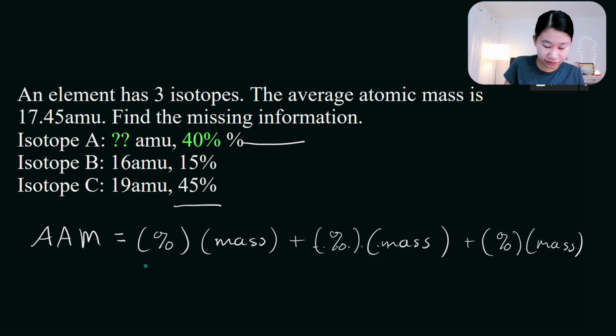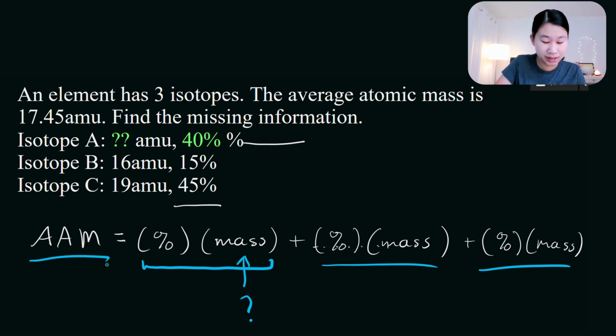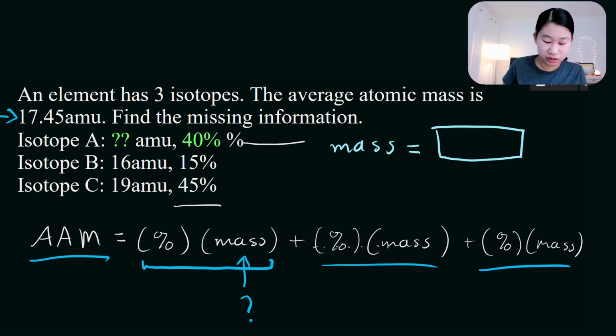Now, if we said that this information is specifically for the first isotope, isotope A, then our question would be, what is this mass? Given that we know this and this information, and we also know the average atomic mass as 17.45 AMU. In order to solve for mass, that's basically saying I want to have the mass of isotope A on one side and all my other things on the other side. Basically, we're just going to plug in values. So this is for B and this is for C. And so we just plug in the values.